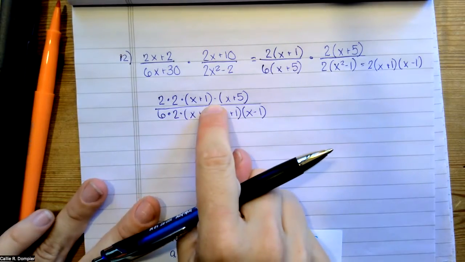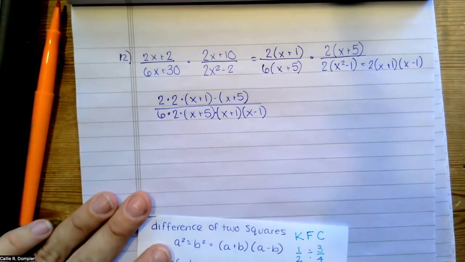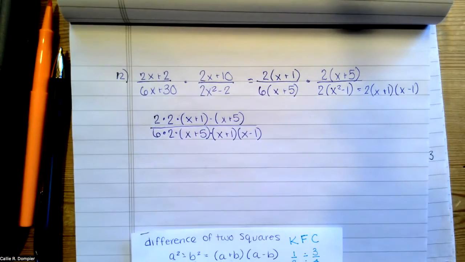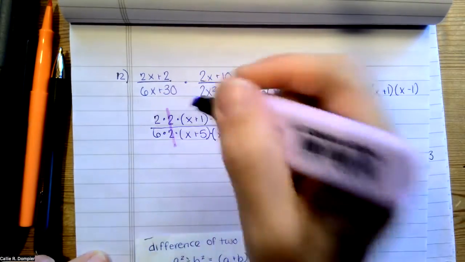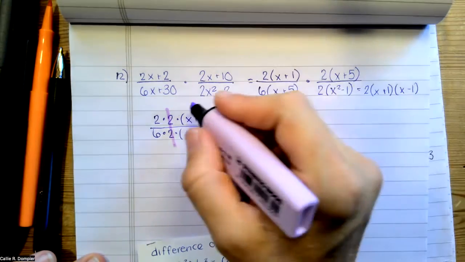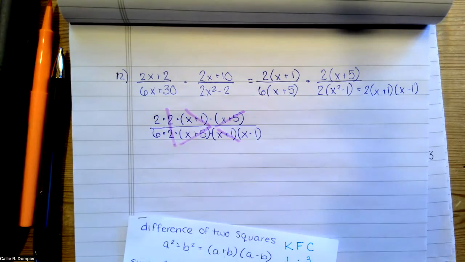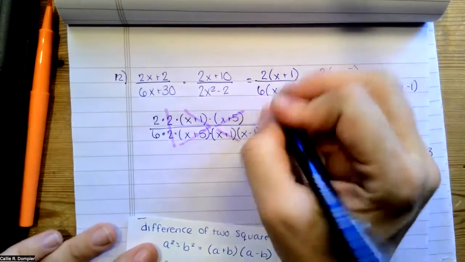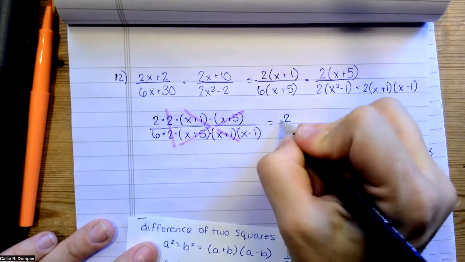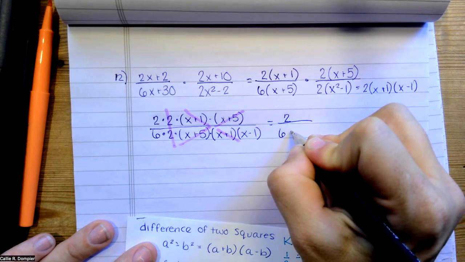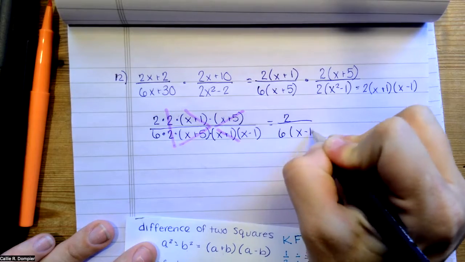And you can put those multiplication signs between it, but the parentheses serve the same purpose, so it does not matter. Let's see what I can eliminate. This 2 and this 2, I can eliminate them, okay? x plus 1 and x plus 1, x plus 5 and x plus 5. All I have on top now is a 2. On the bottom, I have 6 times x minus 1.